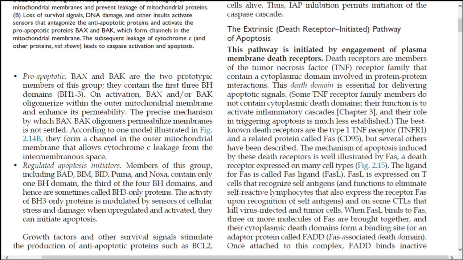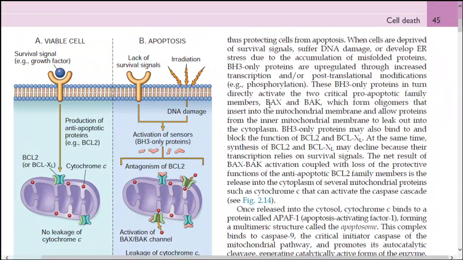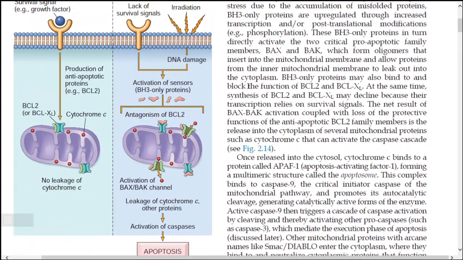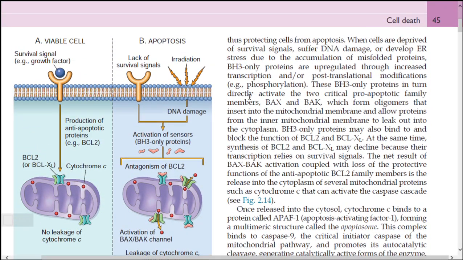Yes, regulated apoptosis initiator proteins will have only BH3 proteins. So these proteins are upregulated through increased transcription, and hence they will directly activate BAX and BAK. They will directly activate two critical proapoptotic family members, BAX and BAK, which form oligomers. These will get inserted into the mitochondrial membrane and allow proteins from the inner mitochondrial membrane to leak out into the cytoplasm.